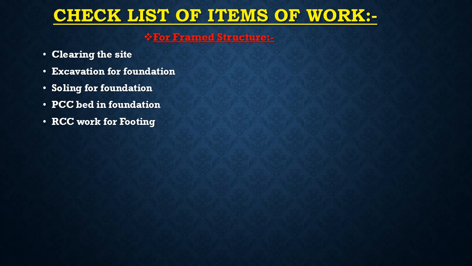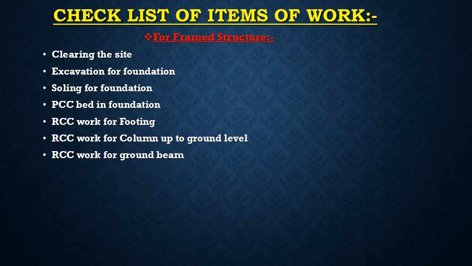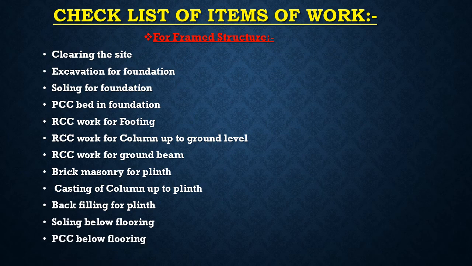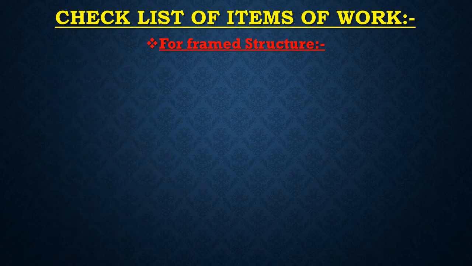In the case of a load bearing structure, there is stone masonry. Then RCC work for column up to ground level. Again RCC work for ground beam. Then brick masonry for plinth. Then casting of column up to plinth. Backfilling for plinth. Soiling below flooring. PCC below flooring, same as the load bearing structure. Then DPC if required.